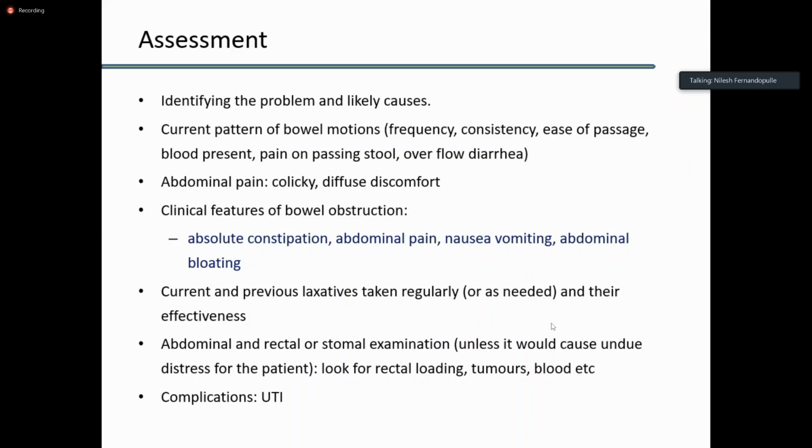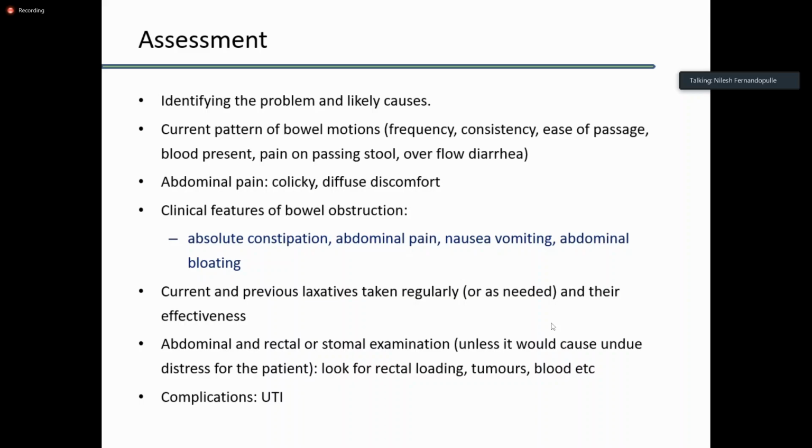Again, how do you do the assessment? Identify the problem and likely causes. I'll go through that later. See what the current pattern of bowel motions is. How frequent is it, the consistency, how difficult it is for the patient to pass the stools, whether there is blood, whether it's painful, or whether they have overflow diarrhea. Sometimes constipated patients come with diarrhea. If you actually ask them, they say that they pass a little bit of liquid stool very frequently. But if you put a finger into the rectum, you will feel it's completely impacted stools.